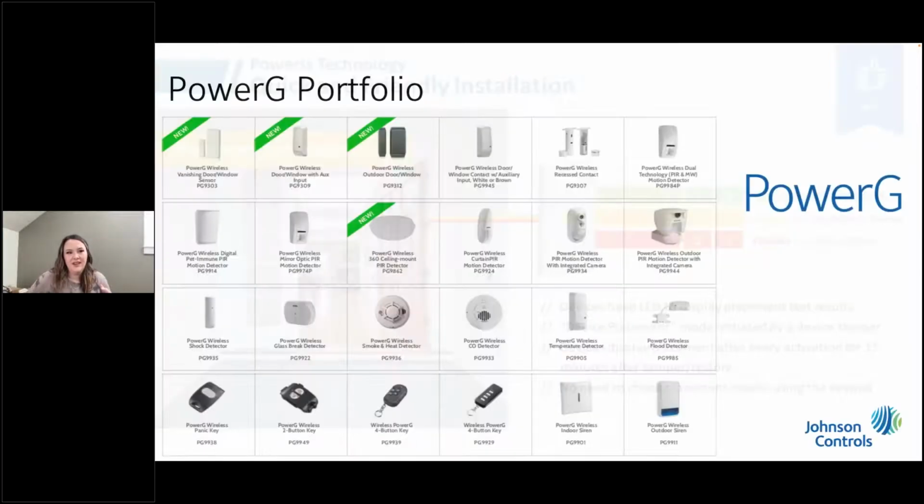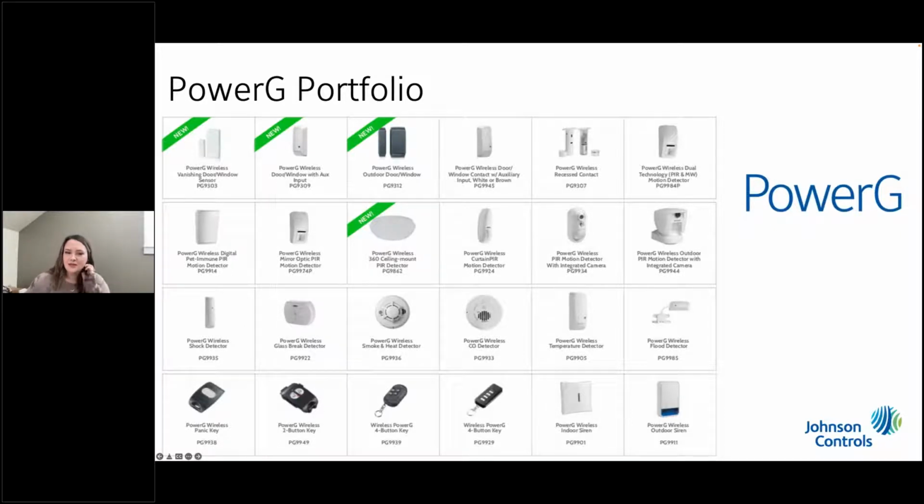So we touched a little bit on the portfolio. This is just a fraction of devices here. You've got door sensors, motion sensors, outdoor contacts, cameras, sirens, key fobs. JD, is there a device that dealers tend to lean towards more on PowerG?